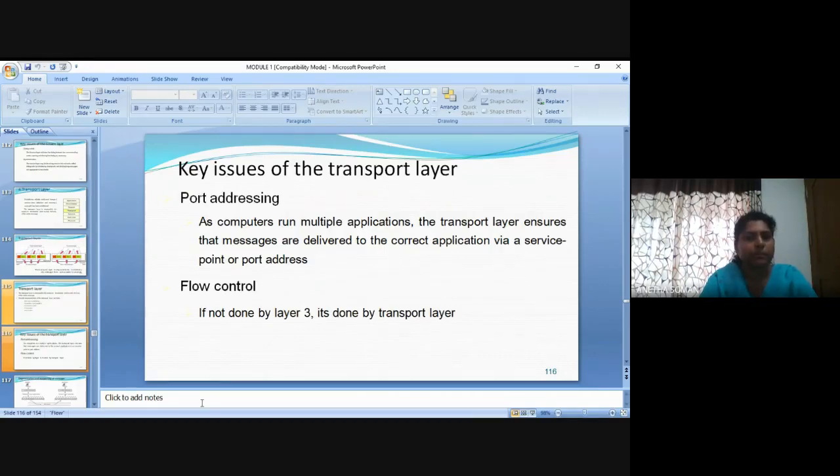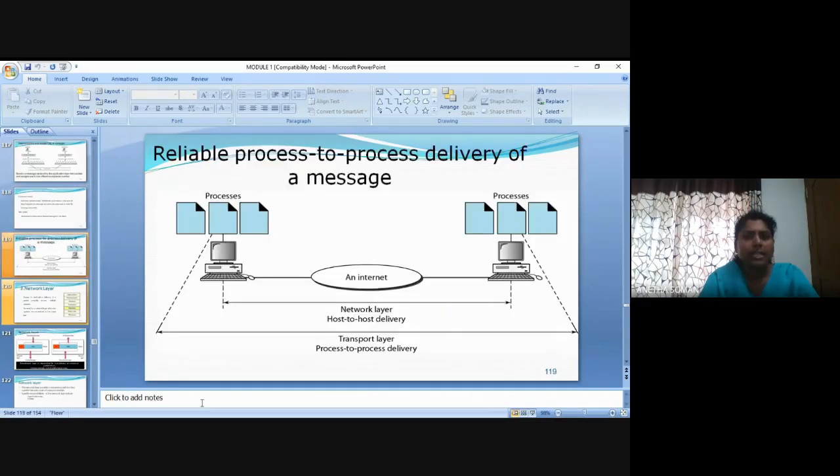Okay. Now you can see the diagram. What is the exact meaning? Reliable process-to-process delivery of a message. You can see in the diagram. I have just told you many processes will be running in a machine. So exactly to which process the data must be delivered is taken care of by the transport layer. Okay, process-to-process delivery. Understood? Yes or no?